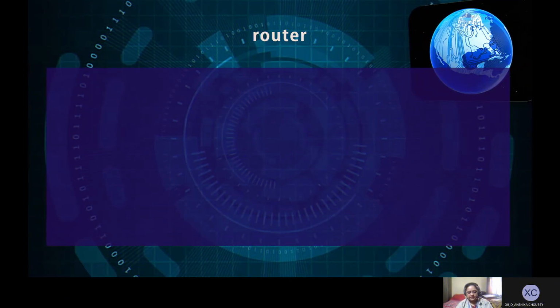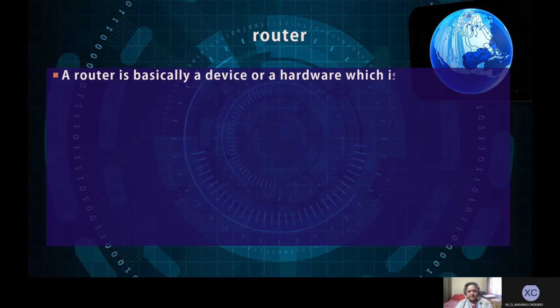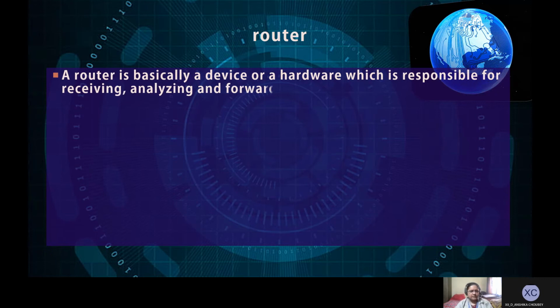We are going to just see what is a router. Okay. So we have already seen router in the previous class, so just a quick recap of that. A router is basically a device or a hardware which is responsible for receiving incoming packets and just forwarding them to the other nearby router which connects one LAN to the other.